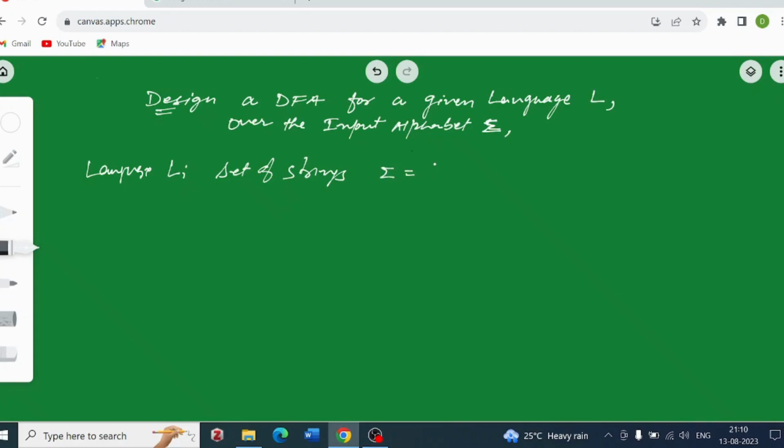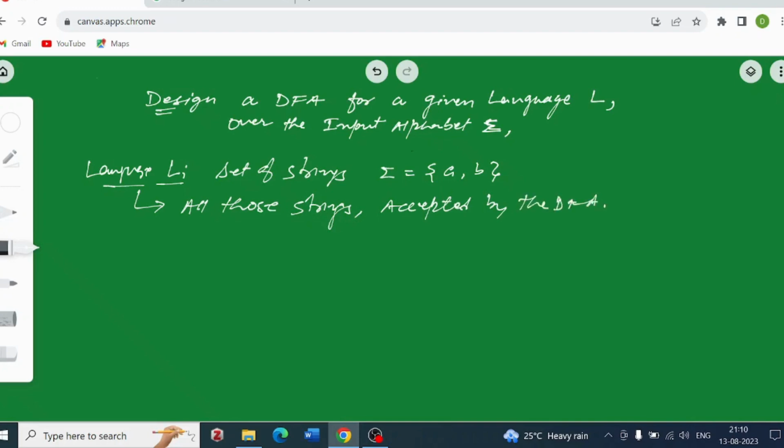Sigma is a set of symbols, for example, a, b, through which the input strings are formed. That is, the language will contain all those strings which are accepted by the DFA, whereas the rest of the strings will be rejected.